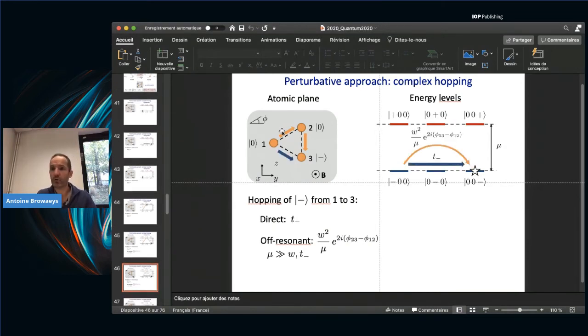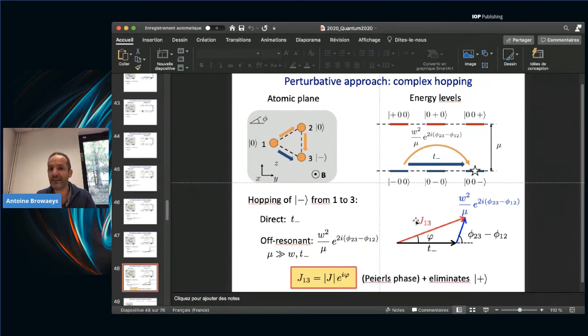So now, if I go to the complex plane, what do I have? If I want the full amplitude, I need to sum the two amplitudes, the direct one and the off-resonant one. So in the complex plane, I have T minus, and then the second-order process W squared. And therefore the full amplitude is this arrow here in the complex plane, which is now exactly a complex hopping with a phase phi, given by this angle here, which is reminiscent of the angle imposed by the geometry of the array.